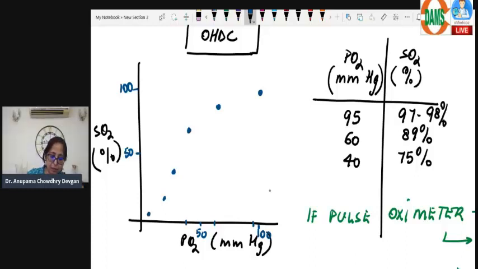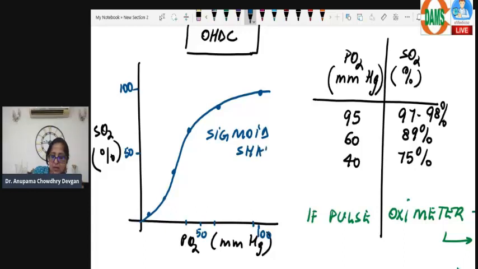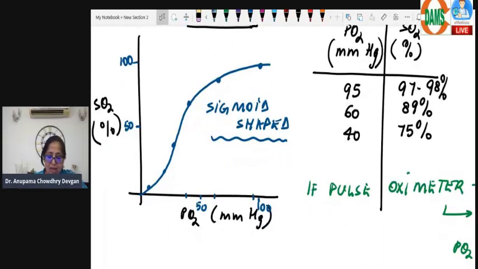And if I join these little dots, I get a sigmoid-shaped curve. Right? This is known as the oxygen hemoglobin disassociation curve. This is like the Greek letter sigma. This is a sigmoid-shaped curve. This is your oxygen hemoglobin disassociation curve.